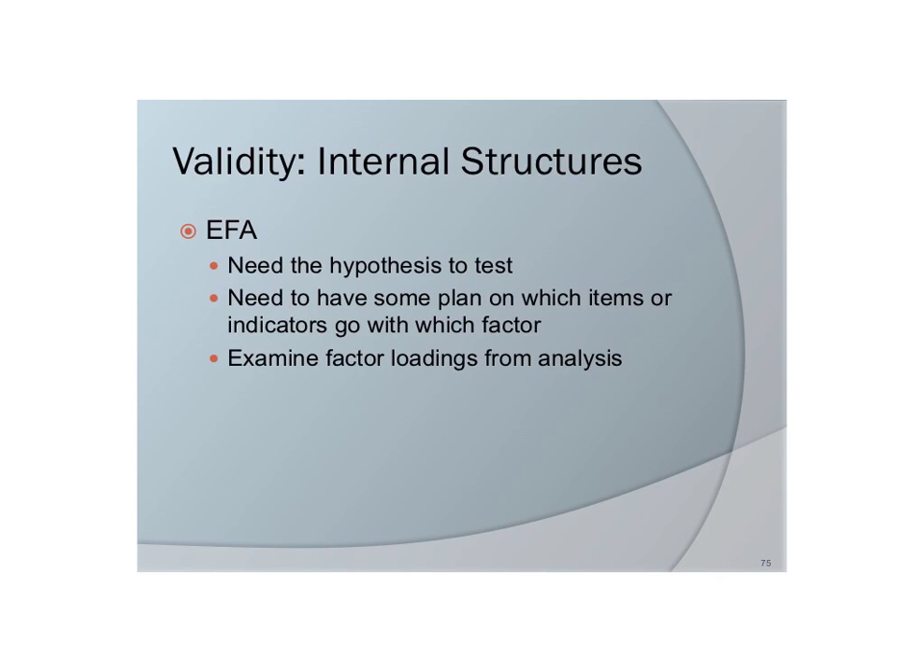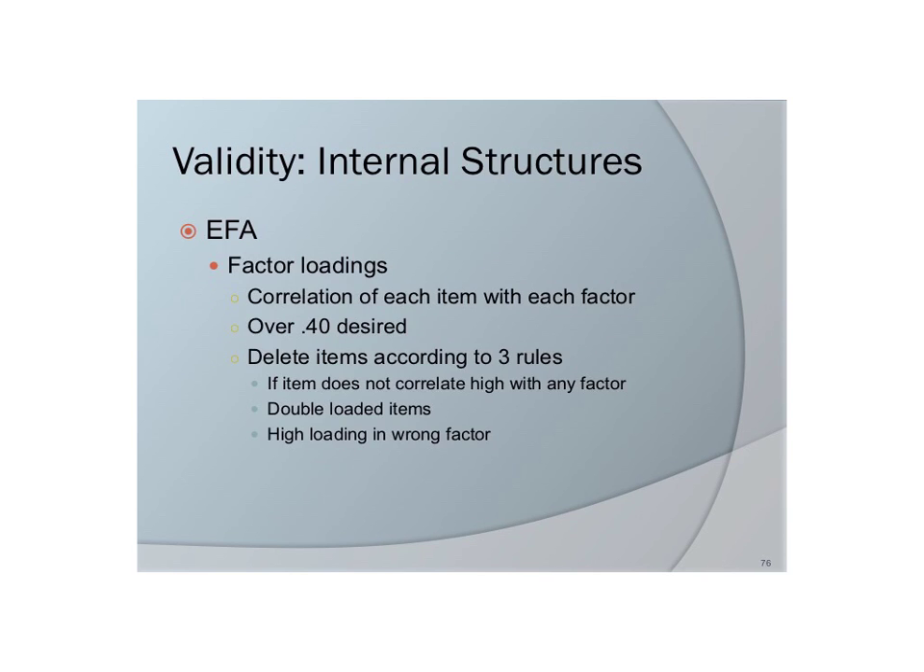So we use that hypothesis to test, then we need to give some plan on which items or indicators go to which factors, and we do that by exploring factor loadings. That's what we're about to look at. A factor loading is a correlation of each item with each factor. So the items are those rectangle boxes that we looked at before. The factors were those circles, the analytical and the verbal. What we want is that correlation to be above 0.4, so a decent sized moderate correlation from item to factor.